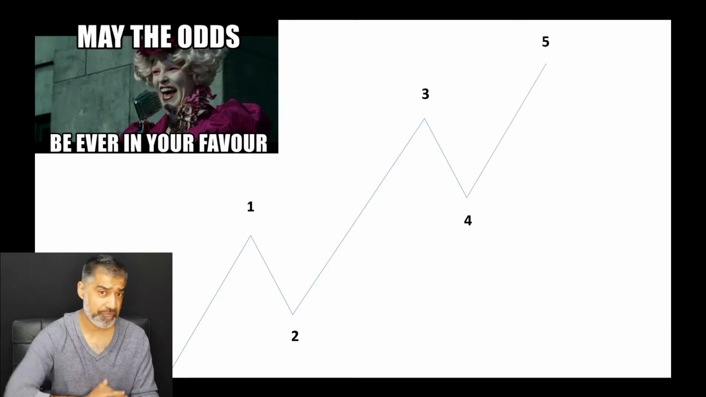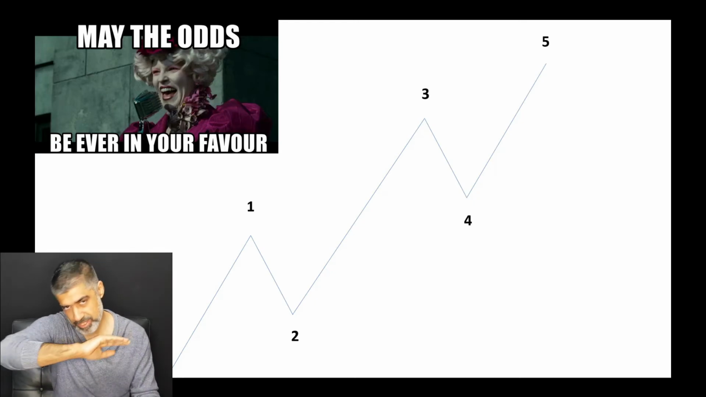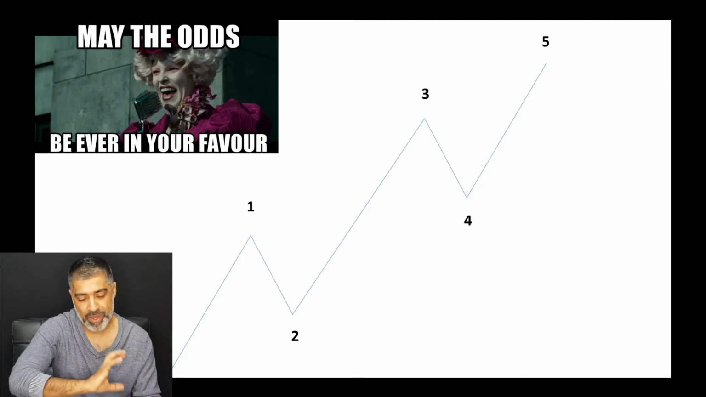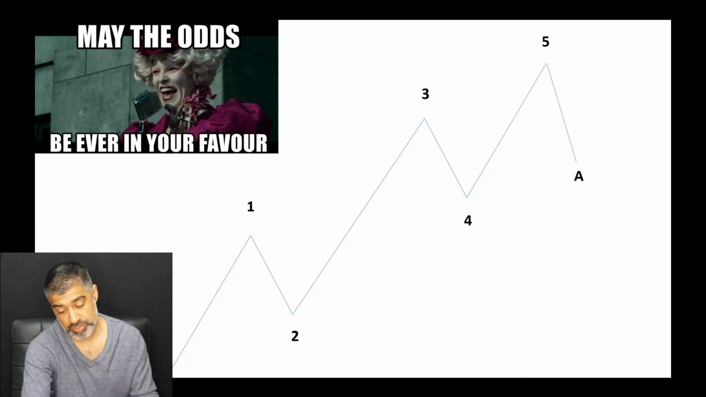And then you tend to have a final wave 5, which tends to be a euphoria phase or panic buying. People feel like they've missed out on wave 1 and wave 3 and they're panic buying. And then after a wave 5, typically what you'll see is a big A, B, C correction.